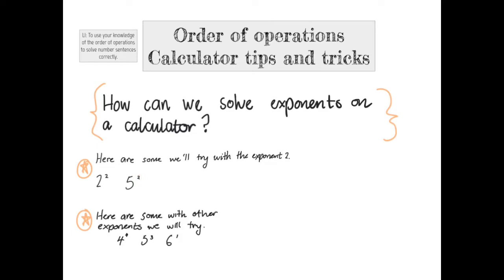And then after that, we're going to have a look at some other exponents because there's a different trick for that. So 4 to the power of 4, 5 to the power of 3, and 6 to the power of 1. So you might be able to work these out the long way, like by writing 4 times 4 and so on. But I just wanted to show you some tips for using the calculator.